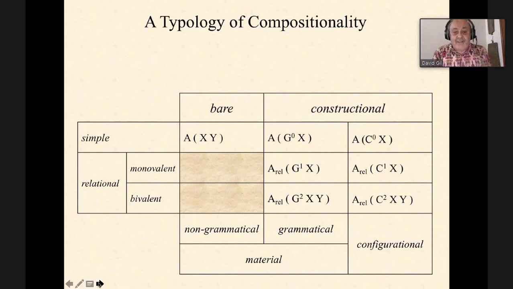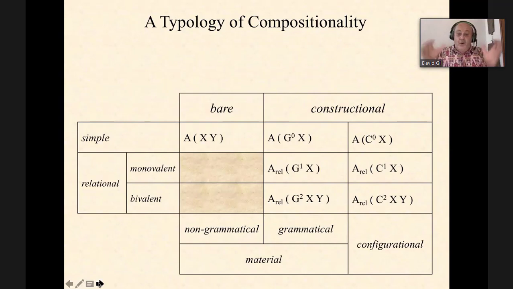So the G here stands for grammatical morpheme. The C in the third and final column stands for configurationality, things like intonation, order of elements, and the like. So basically, what constructional compositionality has that bare compositionality doesn't have is these additional types of grammatical markers or configurational markers, which are absent from bare compositionality.